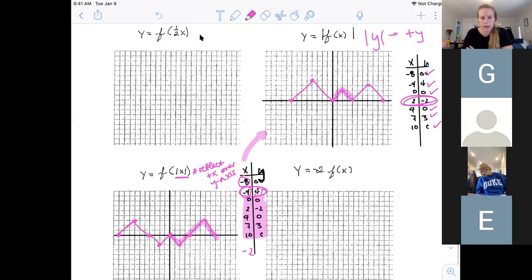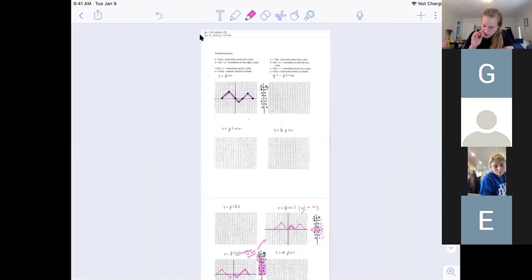Any questions on those two absolute value ones? No? Okay, let's do some more.